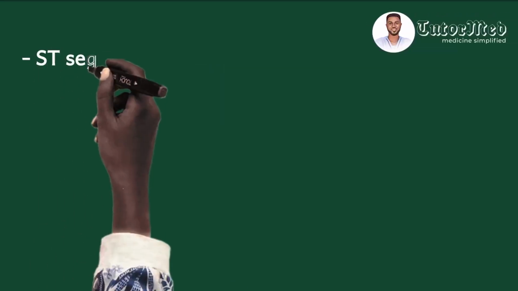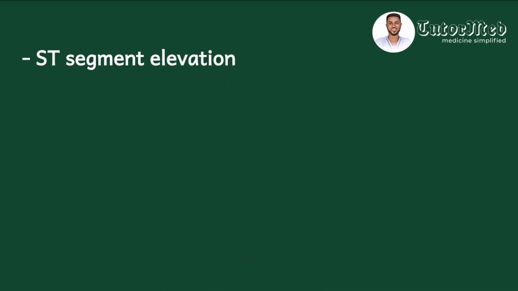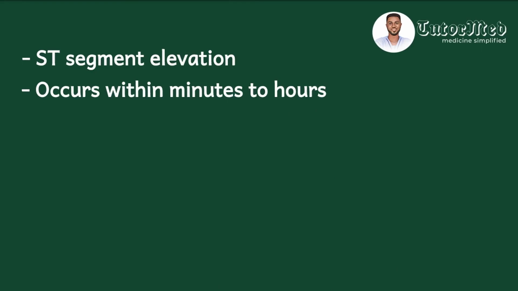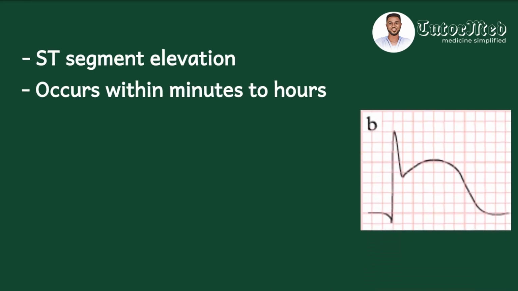After the hyperacute T wave, the next change is the ST segment elevation. And this change occurs within minutes to hours after the chest discomfort. This is a sample ECG on our right, illustrating the ST segment elevation. This dotted line represents the baseline, and this is the ST segment. And so from this baseline, you can see that the ST segment is obviously elevated.